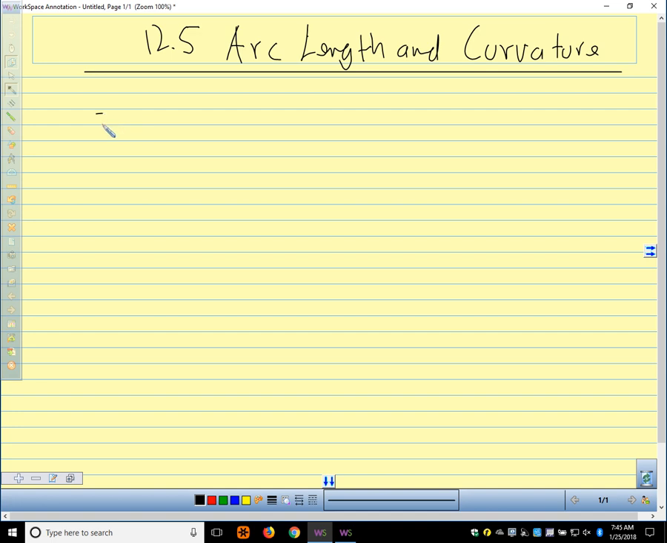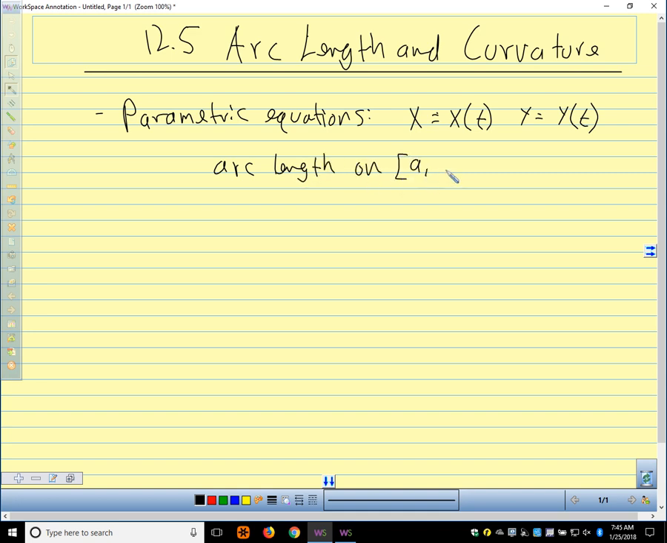All right, so when we talked about parametric equations, we went through an argument. So I'm going to say just a two-dimensional argument. X is some function of t, and y is some other function of t. We said the arc length on some interval a to b, where the curve didn't cross itself in that interval, S was this nice integral from a to b of the square root of x prime of t squared plus y prime of t squared dt. So we went through an argument of why that was the case.